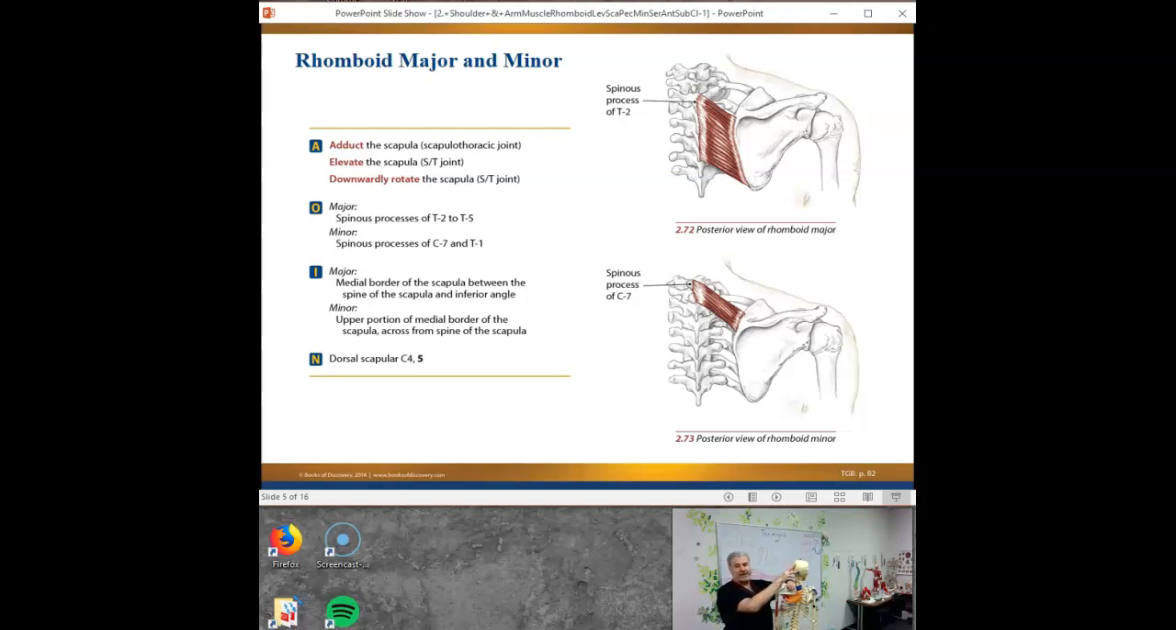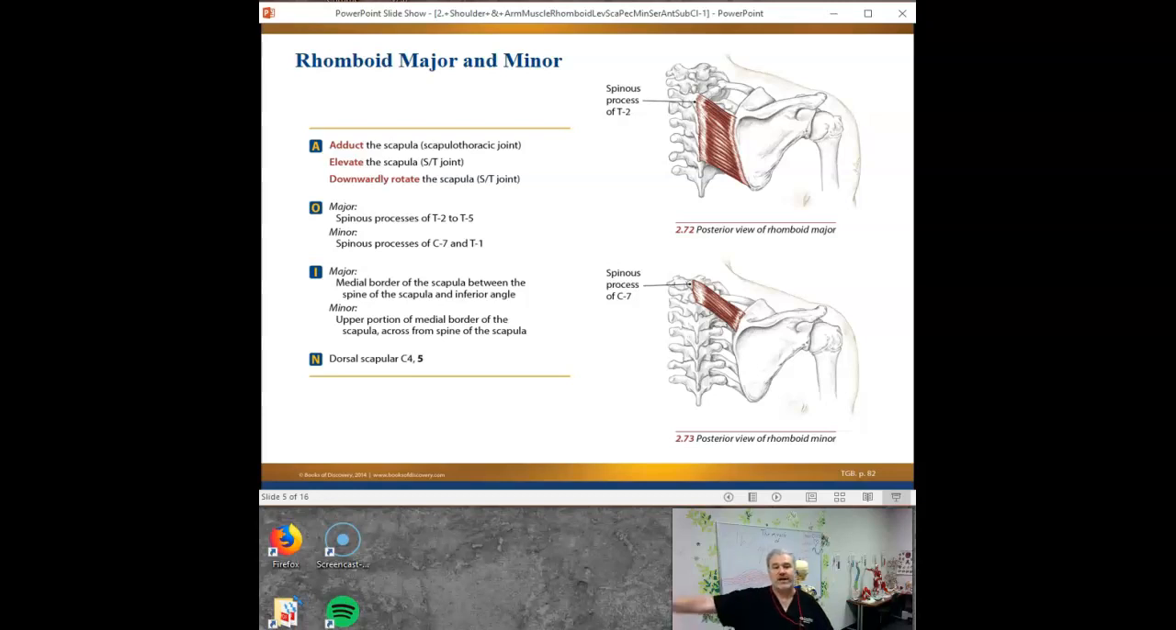Big muscle hooks back of my head, goes over here. The trapezius? Yes. What happens to the upper fibers of the trapezius when they contract? It pulls it back up. Yes. Scapula. Yes. So these are times they work separately.